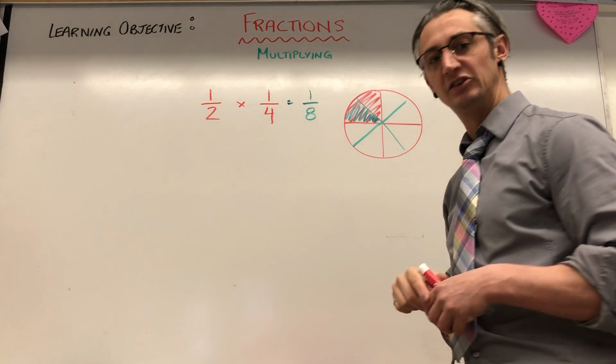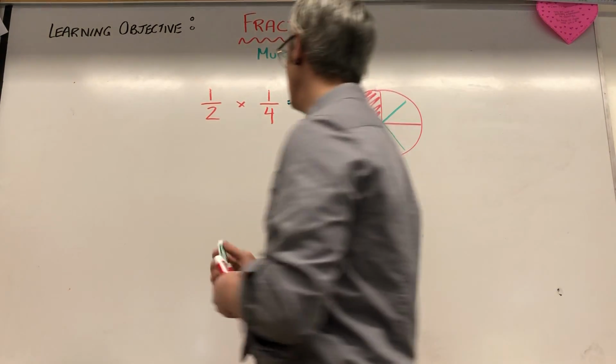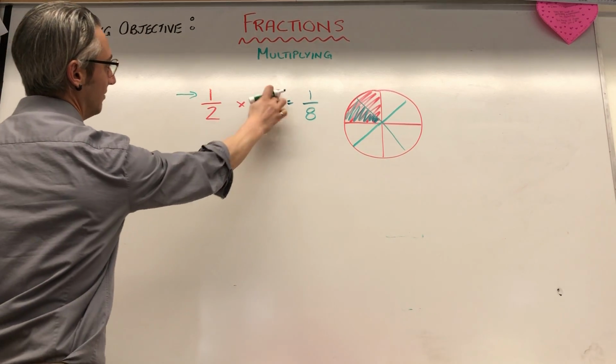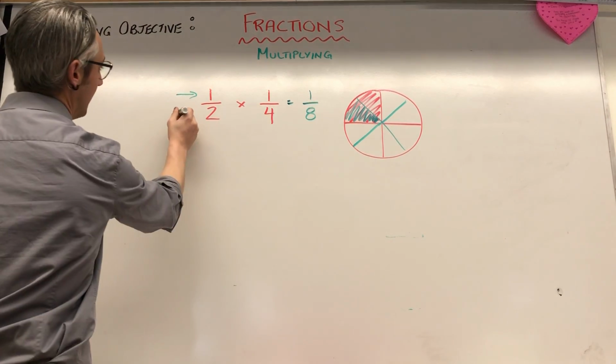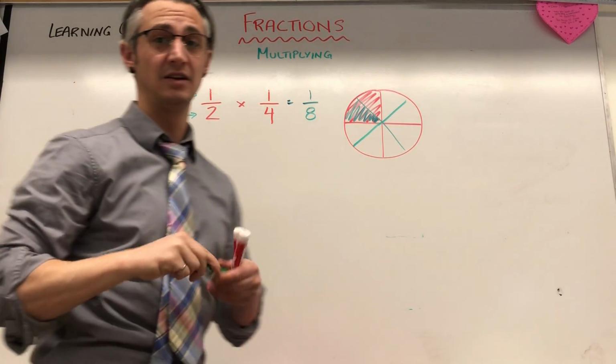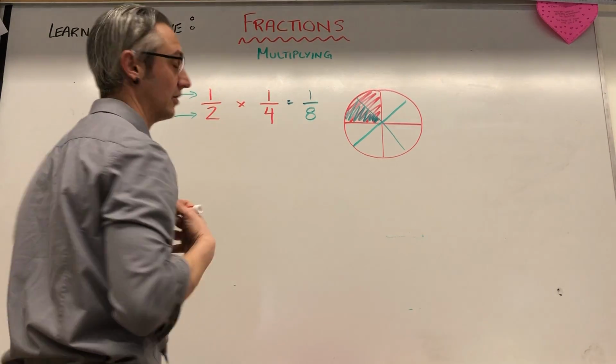And it's quite easy to determine the answer to this because all we have to do is multiply the numbers in the numerator. So 1 times 1 becomes 1, and then multiply the numbers in the denominator. So 2 times 4 is equal to 8. That's it. That is multiplication. The easiest thing we can do with fractions, as far as I'm concerned.